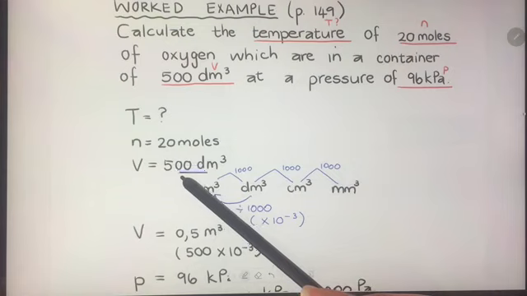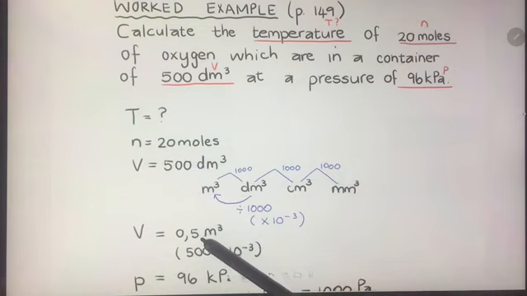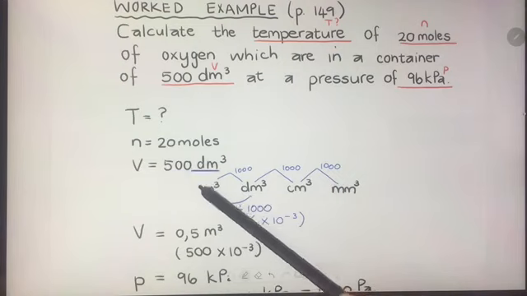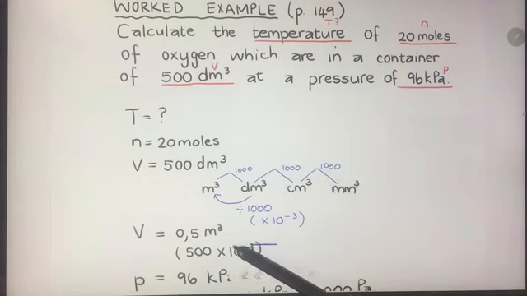So I've taken the 500, divide by 1,000, and that gave me 0,5 meters cubed. Or if you want to, you can just write it as 500 times 10 to the power of negative 3. So that is, of course, exactly the same number. This is just written in scientific notation.